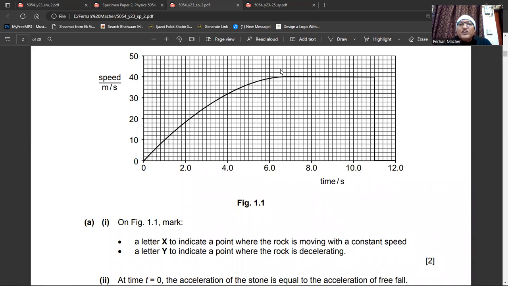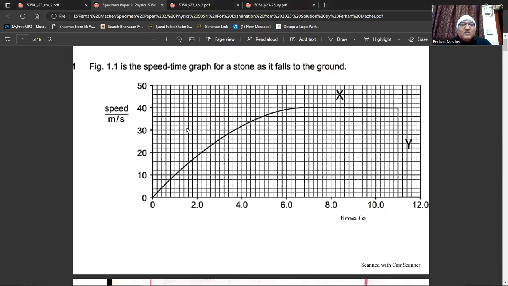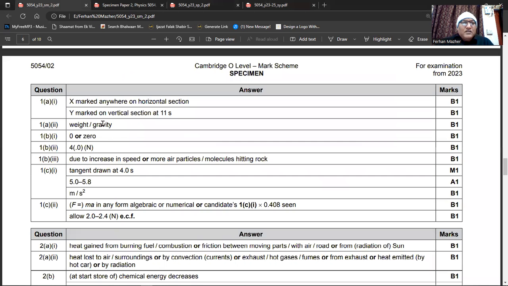So it's a speed time graph. So in this portion, the rock is falling at a constant speed. So here I will write X. And here the rock is decelerating. So here I will write Y. So let me show you. So you can see X will be here, the Y will be here. So this is the marking scheme. Our answers are right.